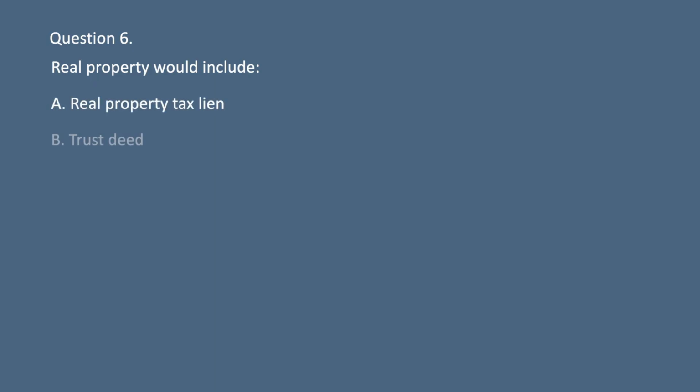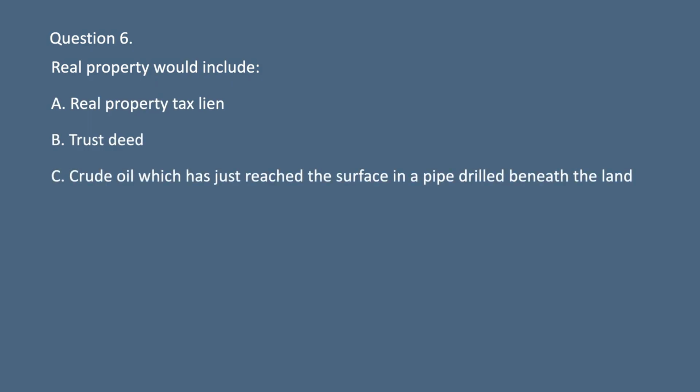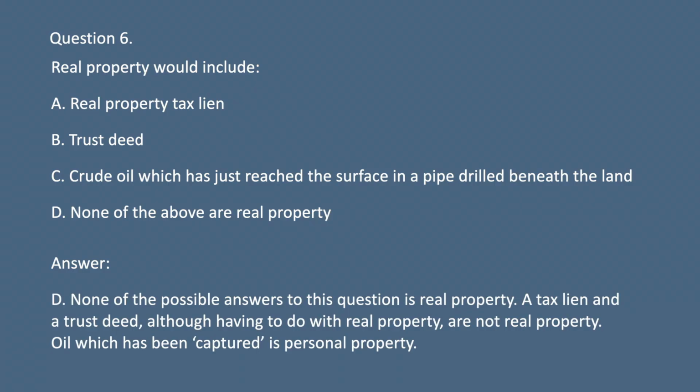Question 6. Real property would include: A. Real property tax lien. B. Trust deed. C. Crude oil which has just reached the surface in a pipe drilled beneath the land. D. None of the above are real property. Answer: D. None of the possible answers to this question is real property. A tax lien and a trust deed, although having to do with real property, are not real property. Oil which has been captured is personal property.